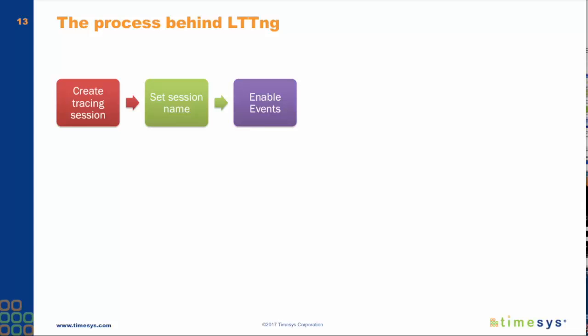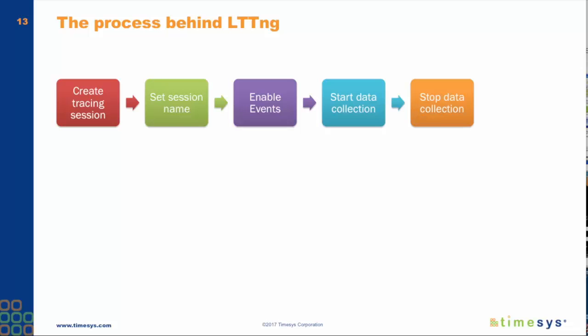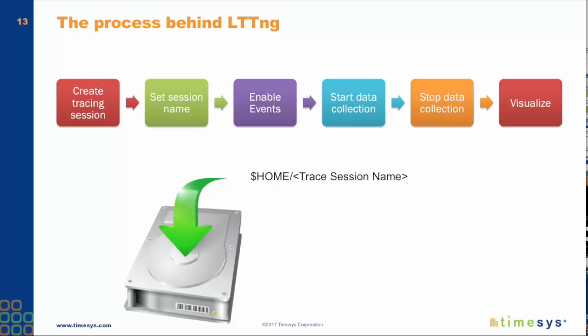Then we continue to start the trace process, and after we collected enough samples that collect information on applications that we intend to trace, we can stop the trace and visualize the tracing results using some sort of tools. The trace itself, when we stop the trace, gets stored on the target system where the trace was running, under your home directory, trace session name.